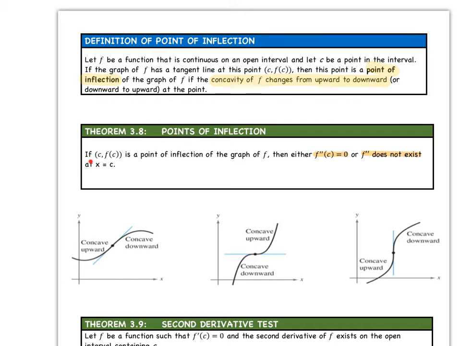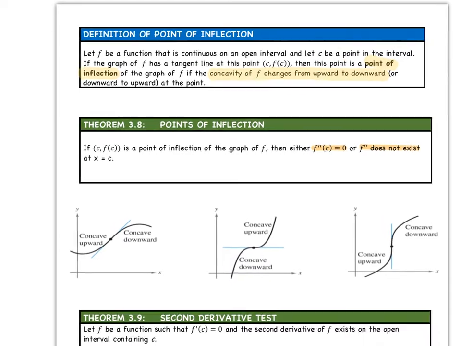So how do we find points of inflection? If c comma f of c is a point of inflection, then either f double prime of c equals 0 or f double prime does not exist at x equals c. It's very similar to finding critical numbers with f prime, but this is dealing with f double prime and points of inflection. Let's take a look at these three scenarios.